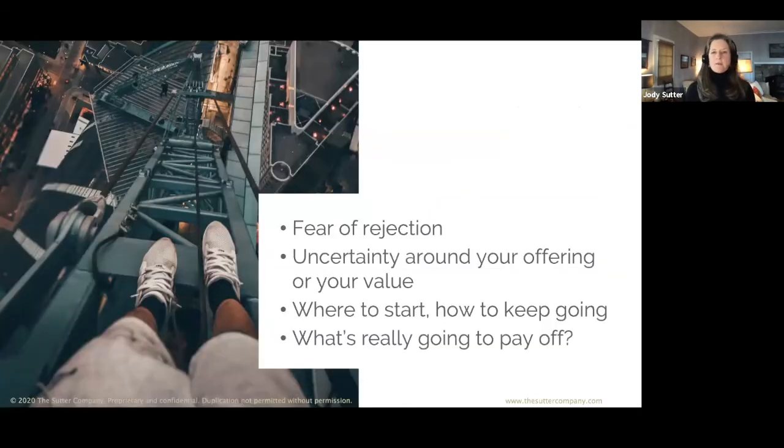So I started out talking about what holds us back, that fear of rejection. There are more no's than yeses, that uncertainty around how to communicate the real value of what you do, the sense of where do I start and how do I keep it going? I don't want to fail again. And this idea of what's really going to pay off. I tried that before, it didn't work. Where do I go now?